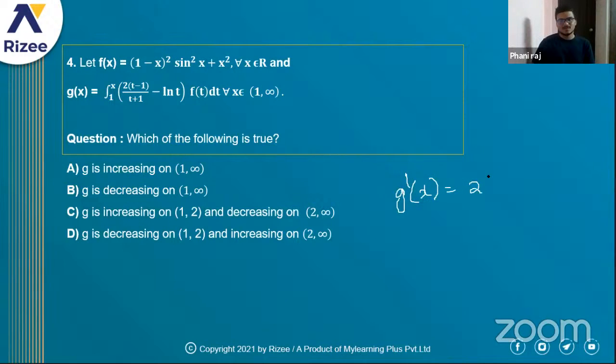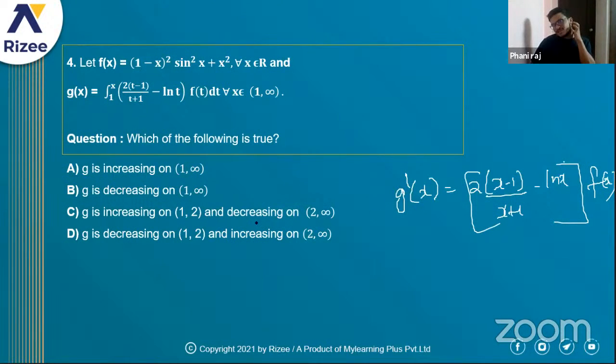G dash of x equals 2 times (x minus 1) by (x plus 1) minus ln x. You should also put the lower limit term, but you see that becomes 0, so you don't have to do that, into f of x. Now, depending on the sign of G dash, you can decide which of the 4 options. But you know f is always positive, because it is a positive number plus a positive number. You only have to worry about the sign of this.